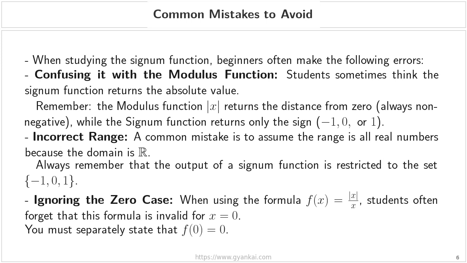Finally, be very careful when using the alternative formula we looked at on slide 3, where we express the function as the absolute value of x divided by x. A common mistake is forgetting that this specific formula is invalid when x equals 0, because you cannot divide by 0. Whenever you use this algebraic representation, you must explicitly state that for the case where x equals 0, the function equals 0. Keep these distinctions in mind, and you'll have a much stronger grasp of the concept as we move into our final key takeaways.